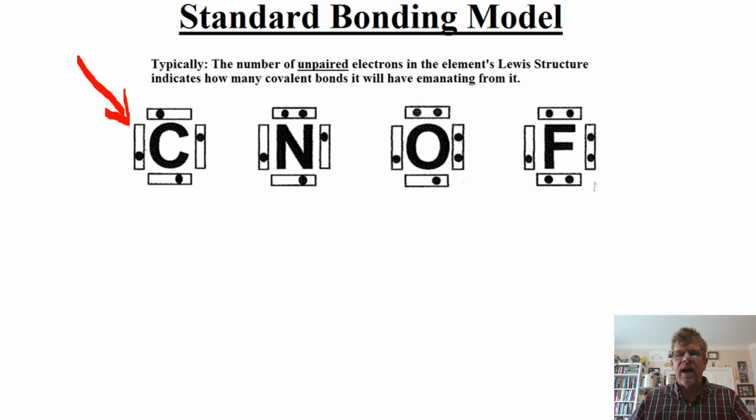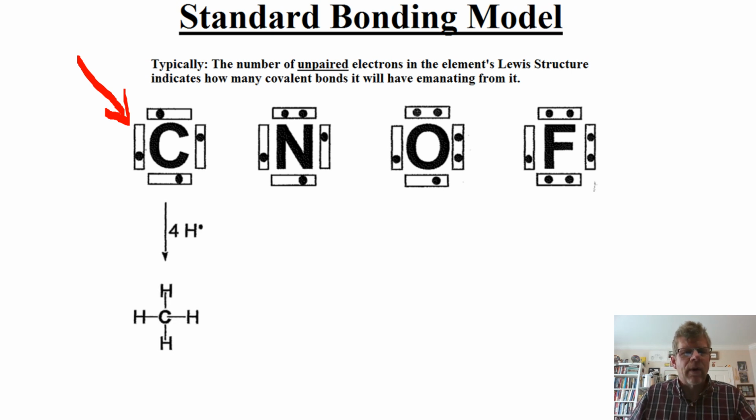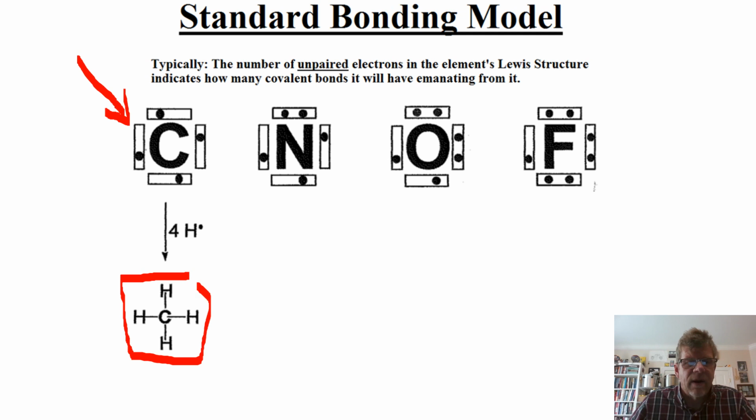And as we saw in the last slide, if we brought in some hydrogen atoms for that, we're able to make methane right here. This methane molecule, indeed, look at the carbon at the center, has indeed four covalent bonds emanating from it. Why is that? Because it has four unpaired electrons in its Lewis structure.